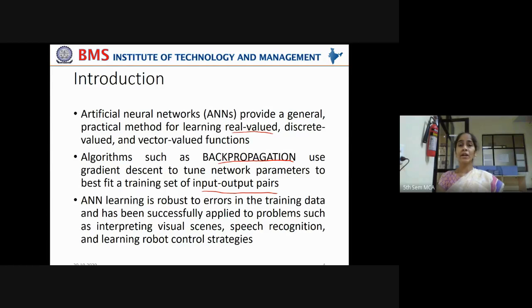And learning robot control strategies. Robots have to control lots of strategies, right? It has to plan differently at different instances. As I quoted in your initial classes, you can see that Android Kunjappan movie on Netflix.